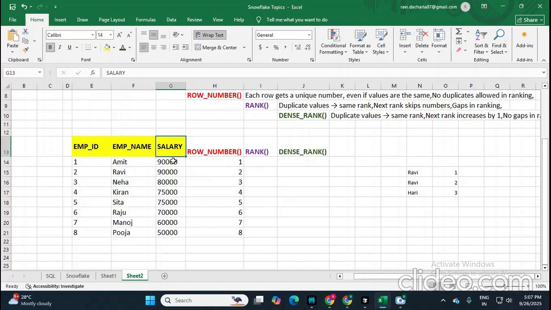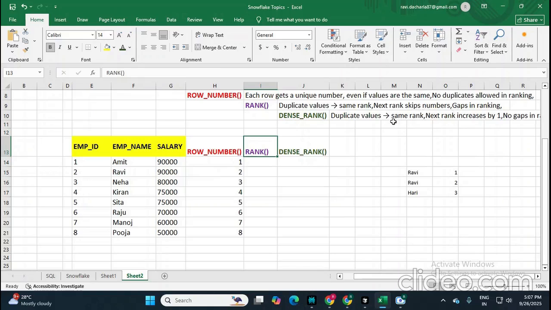Each row gets a unique number even if the values are the same. There are no duplicates in the ranking: 1 2 3 4 5 6 7 8, no duplicate at all. Now coming to the rank function. In the rank function, the same rank is given to duplicate values, and the next rank skips numbers.